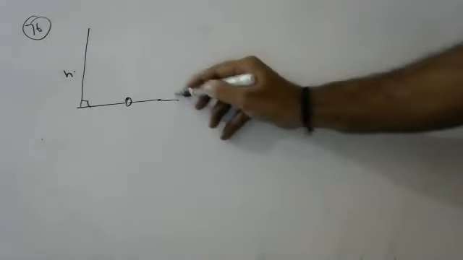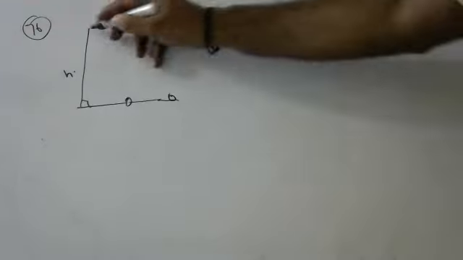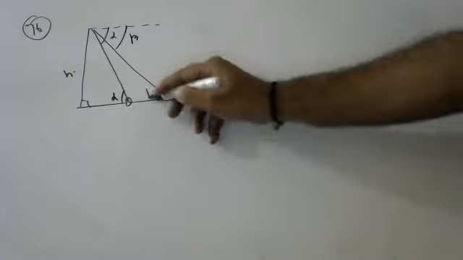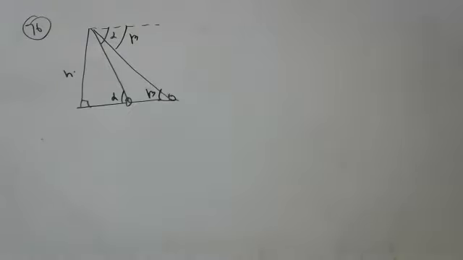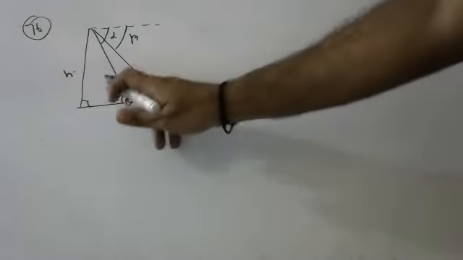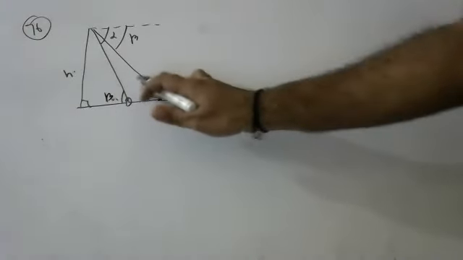From the top of a tower h meters in height, the angles of depression of two objects which are on the same line, not on opposite sides, are alpha and beta. Children, there is a tower. If this is alpha, this is also alpha. If this is beta, this is also beta. Beta is greater than alpha, so beta should be here and alpha should be here.